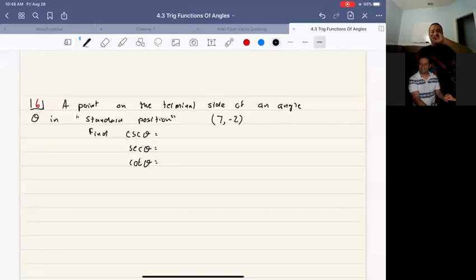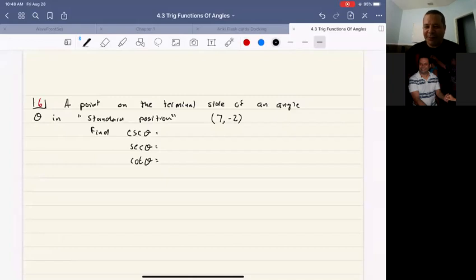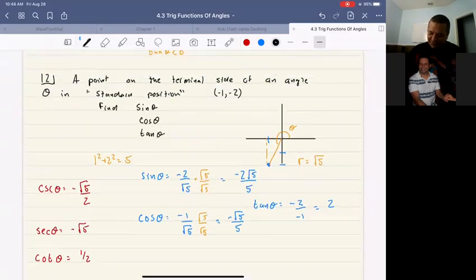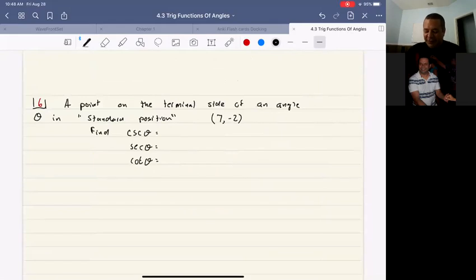All right, welcome back. Actually, I wrote down the problem because it was so similar to the last one, so I just went ahead and wrote it down. Well, I didn't write it down, I copied and pasted. You can see that my handwriting here, a point on the terminal side of an angle theta in standard position is given. Okay, and we're given 7 comma -2.